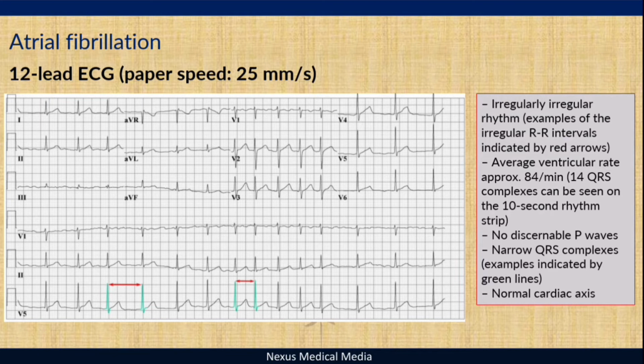Again, there are no discernible P waves. Narrow QRS complexes, and examples indicated by green lines. You can see green lines. The cardiac axis is normal.